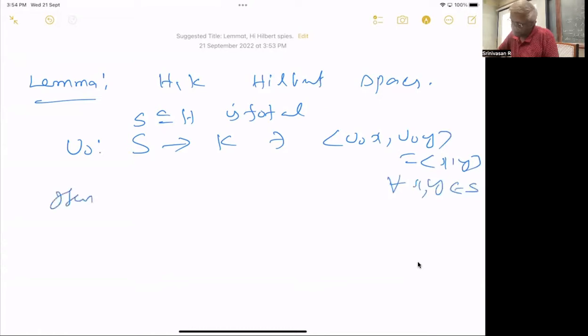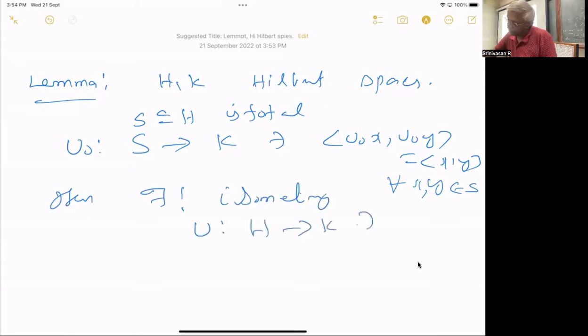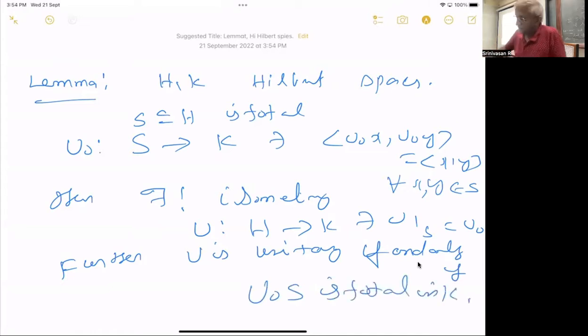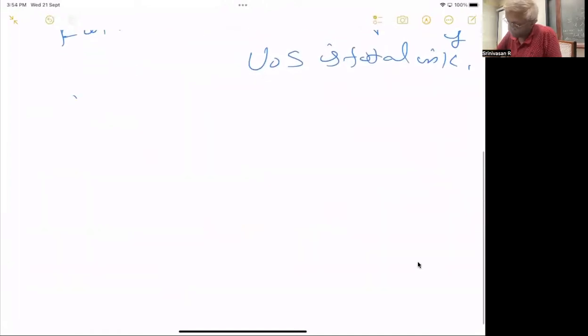Then there exists a unique isometry U from H to K such that U restricted to S is equal to U naught. Further, U is unitary if and only if U naught S is total in K. Okay. So this is done.